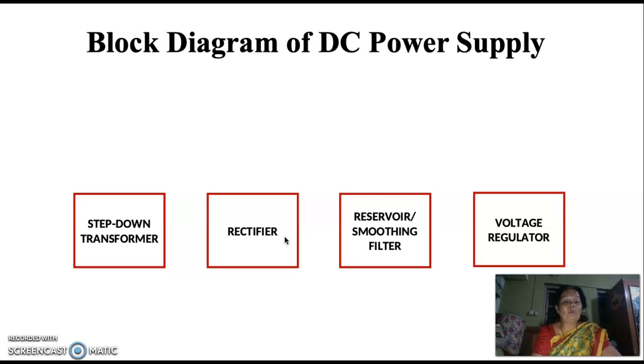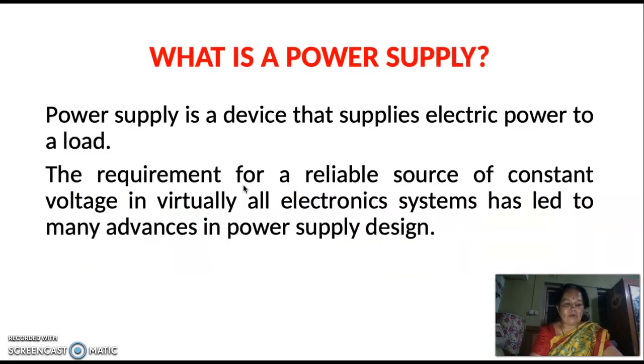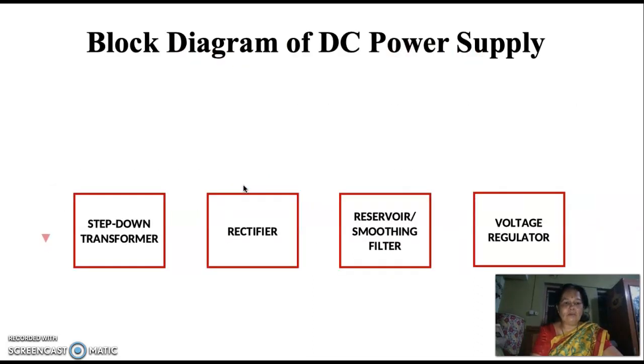So the block diagram consists of 4 blocks. The first one is step down transformer, the next one is rectifier. Next to rectifier we have reservoir or smoothing filter. The last one is voltage regulator. So to the step down transformer we feed high voltage AC.